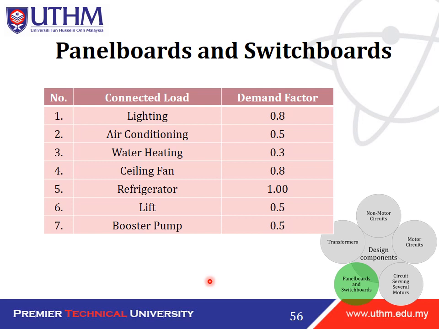Okay, now we move to the panel boards and switch boards. So let's say we have lighting, air conditioning, water heating, ceiling fan, refrigerator, lift, and booster pump. So the demand factor of these appliances depends on the usage and lifestyle. So let's say for lighting, the demand factor we choose 0.8. So the air conditioning 0.5, water heating 0.3, ceiling fan 0.8, refrigerator 1, lift and booster pump is 0.5.